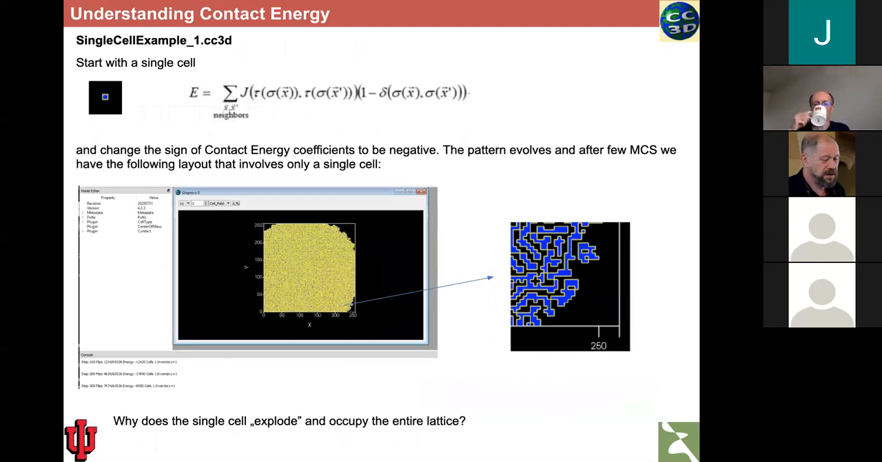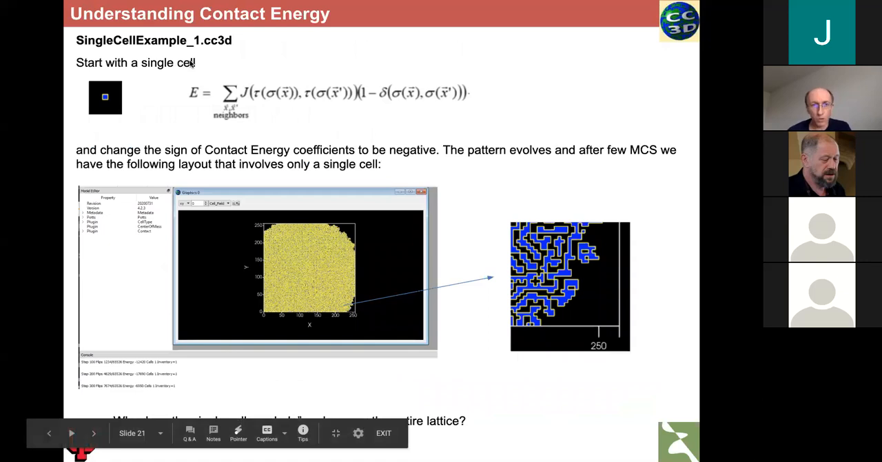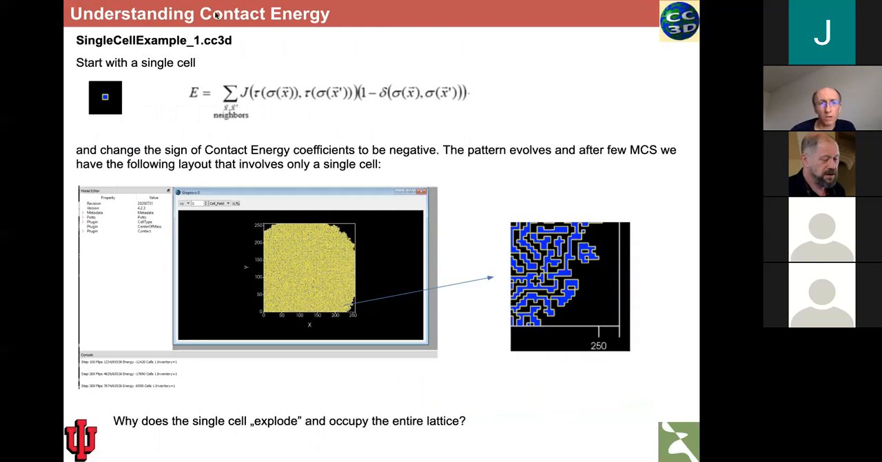All right, so we covered the theory behind CompuCell, and I think it's a good idea to do exercises right now. The way I structured the rest of this talk, and I will not finish it today, but I will finish tomorrow morning, is the following. Each simple exercise will have a simulation associated with it. For example, this is our first simulation. It's called single cell example _1.cc3D.